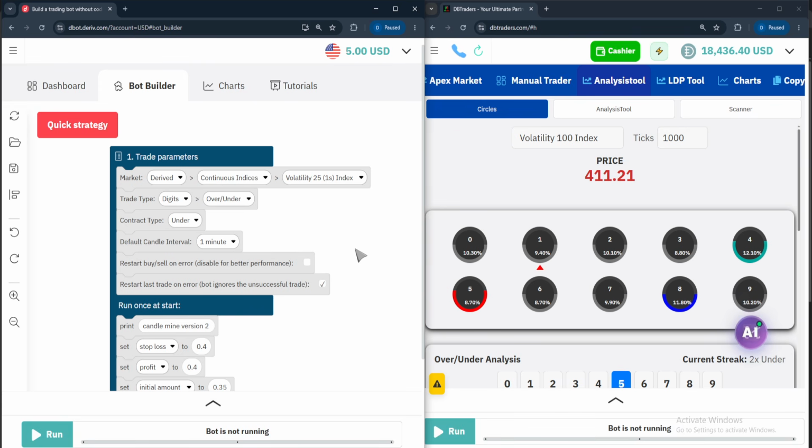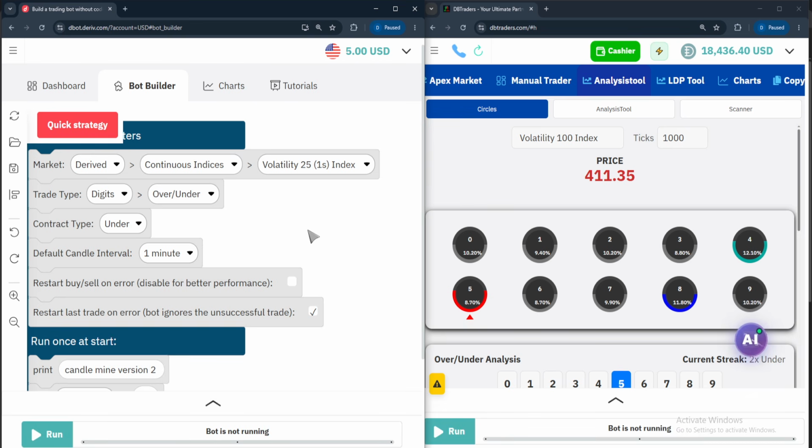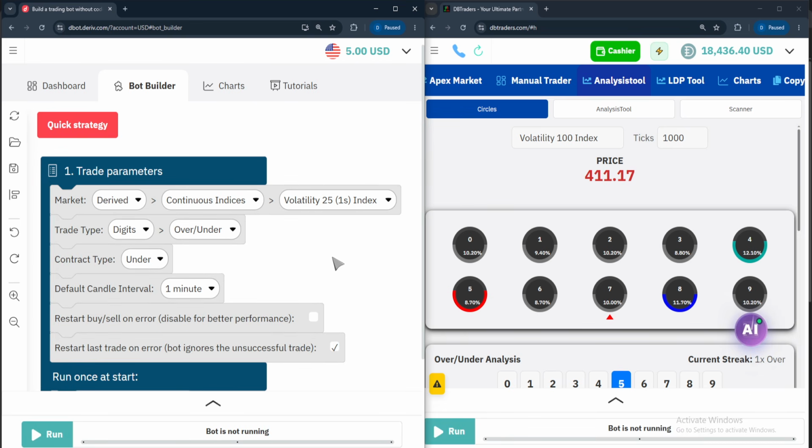So first things first, you decide which market you will trade. In this particular video, you'll trade either over 1 or under 8, because these are the two trade types that are favorable for all beginners, and as you know, most beginners usually start with small accounts, which is very normal. But should you do it?